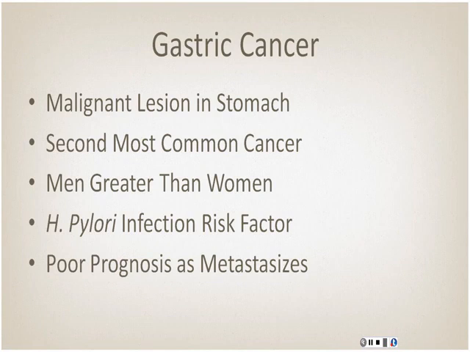Nursing diagnosis for GI bleeding would be deficient fluid volume or risk for deficient fluid volume related to vomiting and blood loss. And again, the goal is to reverse or prevent hypovolemia.